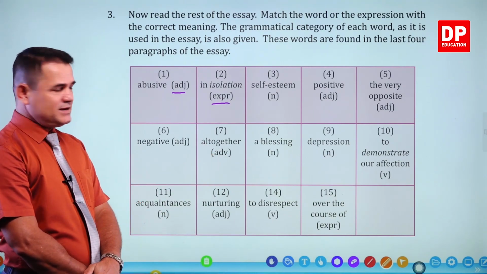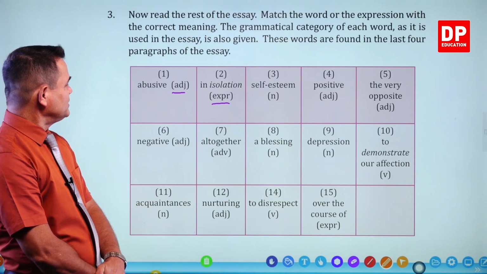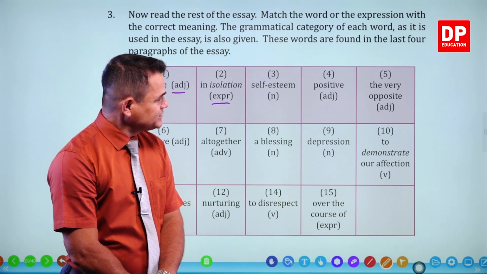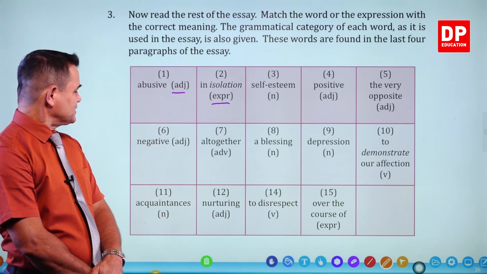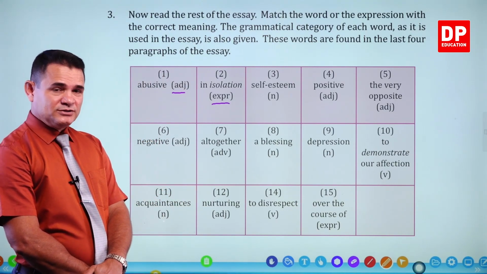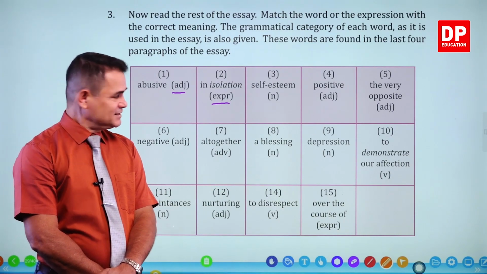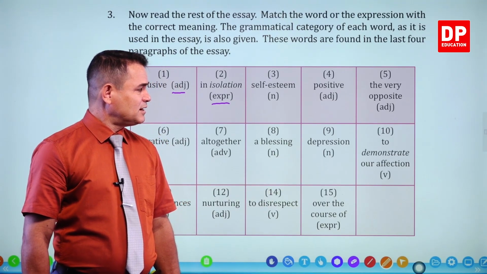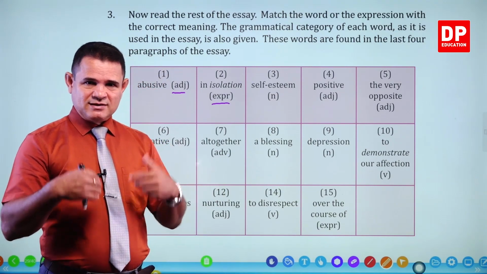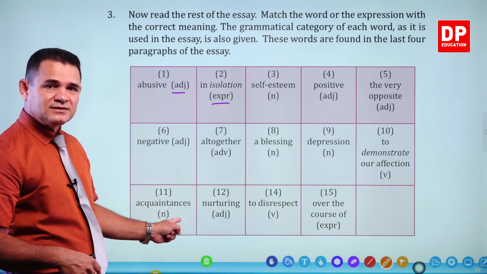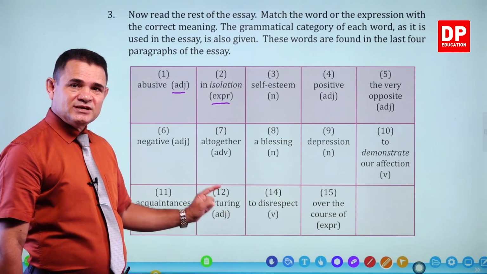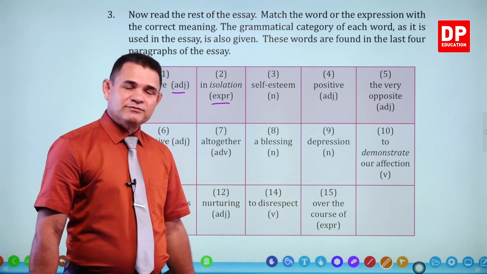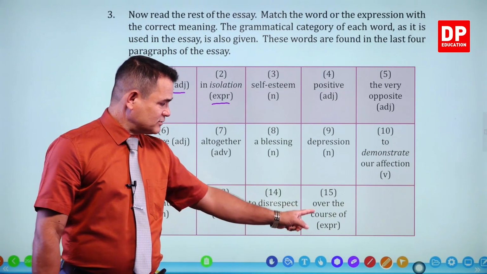Right, what are the words? First we'll read and see. Abusive, in isolation, self-esteem, positive, the very opposite, negative, altogether, blessing, depression, to demonstrate our affection, acquaintances, nurturing, disrespect, over the course of.